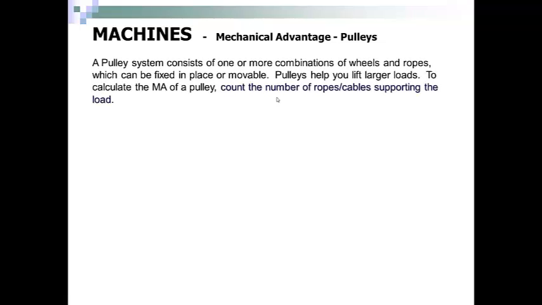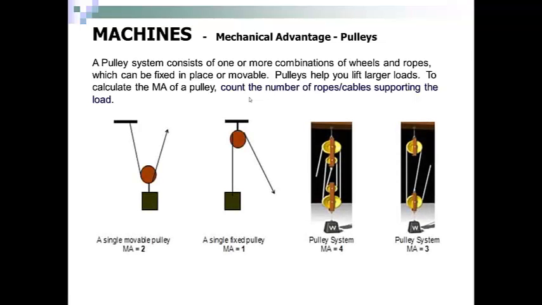A pulley system consists of one or more combinations of wheels and ropes, which can be fixed in place or movable. Pulleys help you lift large loads. To calculate the mechanical advantage of a pulley, count the number of ropes or cables supporting the load. So here we have 1, 2, so it has a mechanical advantage of 2 because the force is going up. Here, the force is going up, but you're pulling down, so it has a mechanical advantage of 1.